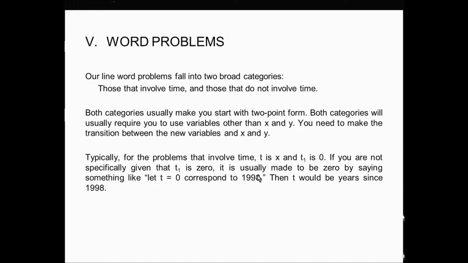So typically, for the problems that involve time, t is x and t1 is 0. If you were not specifically given that t1 is 0, it is usually made to be 0 by saying something like, let t equal 0 correspond to 1998. Then t would be the years since 1998. So that's another reason why we divide it between those that involve time and those that do not.